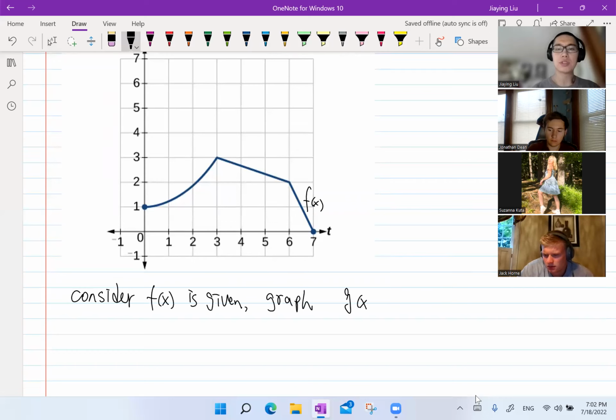g of x, which is equal to, let's see, negative 2, I don't want to do negative 2, just 2f of x plus 1, and then minus 1. Hopefully we have enough points on the grid.